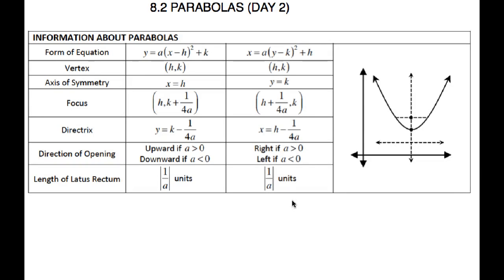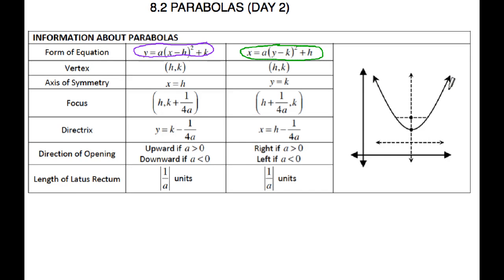Alright guys, here are the notes for the second day of parabolas. For the second day of parabolas, what we're doing is focusing on the graphing aspect of the parabolas. For day one, we focused on the equation and making the equation into standard form. This is the standard form for parabolas that open up or down. This is the standard form for parabolas that open sideways, to the left or to the right.